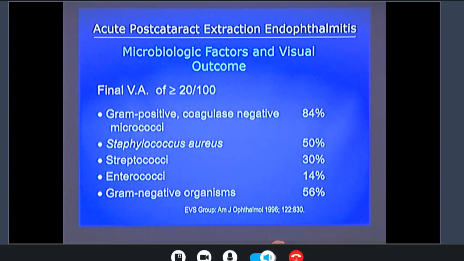Now, the studies also looked at the microbiologic factors and visual outcome. A good visual outcome is seen in 84% of patients in whom gram-positive coagulase-negative cocci are isolated. Why is that? Because this is the least virulent organism. 84% had good outcome. If you go to Staph aureus, 50%. If you go to Streptococci, only 30%. Enterococci, 14%. Gram-negative bacteria, about 60%. So the worst outcome, as you can see here, was with Streptococci and Enterococci.